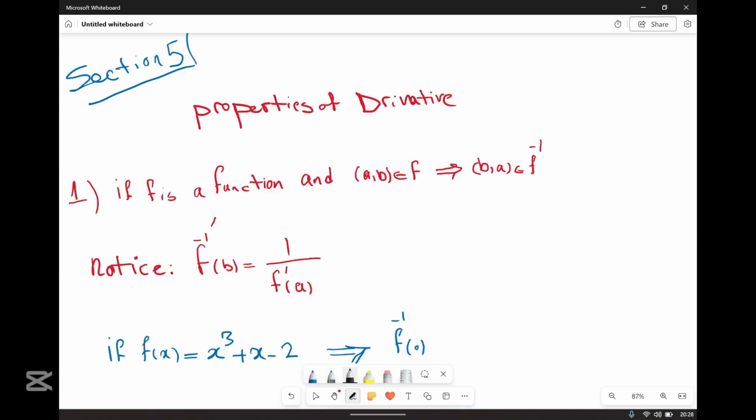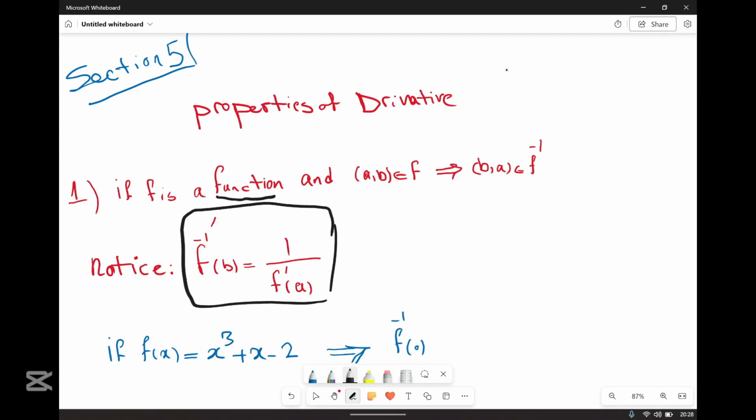In this section, we are going to show how we can calculate the derivative of inverse function. Because we have a notice: it doesn't need to obtain the inverse function if you're going to calculate the derivative of that. You just follow this point. What is the point exactly?